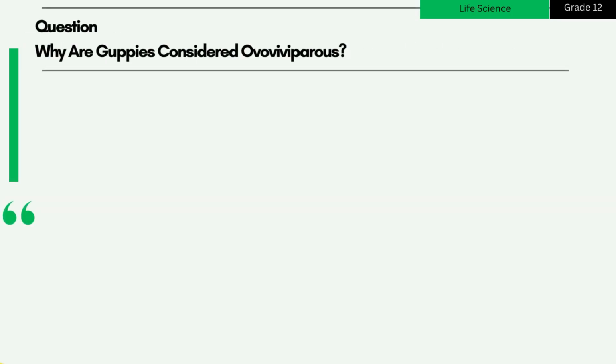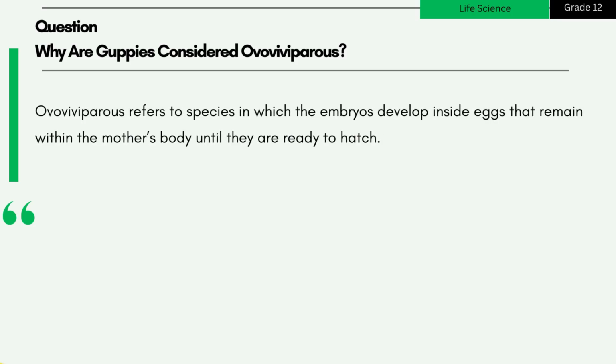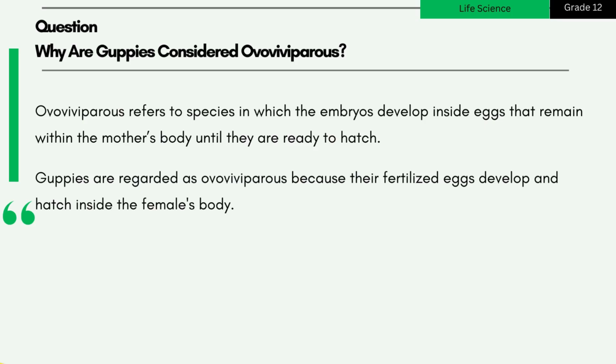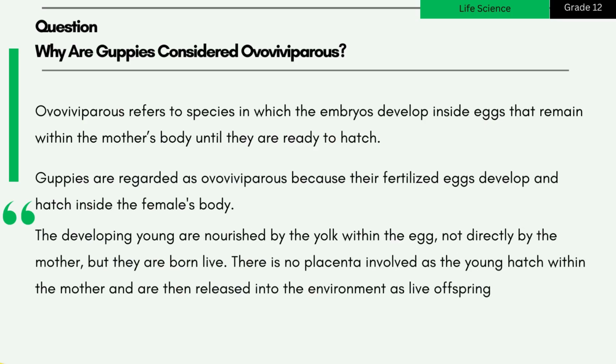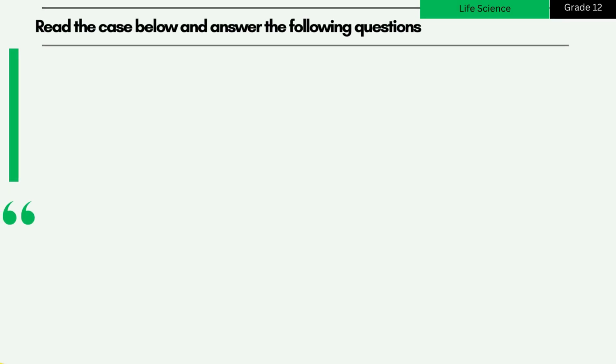Question: why are guppies considered ovoviviparous? Ovoviviparous refers to species in which the embryos develop inside eggs that remain within the mother's body until they are ready to hatch. Guppies are regarded as ovoviviparous because their fertilized eggs develop and hatch inside the female's body. The developing young are nourished by the yolk within the egg, not directly by the mother, but they are born live. There is no placenta involved as the young hatch within the mother and are then released into the environment as live offspring. Read the case below and answer the following questions.